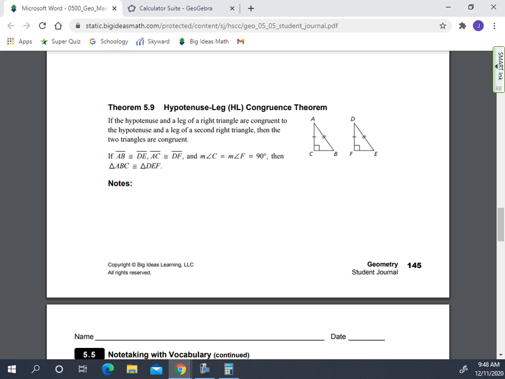Hypotenuse leg congruence theorem. If a hypotenuse and a leg of a right triangle are congruent to the hypotenuse and a leg of a second triangle, then the two triangles are congruent. Okay, so we have our hypotenuse, and they're congruent to each other. Okay, and then one leg. If that's all we have, those two triangles will be congruent.